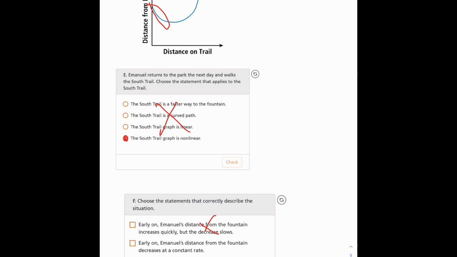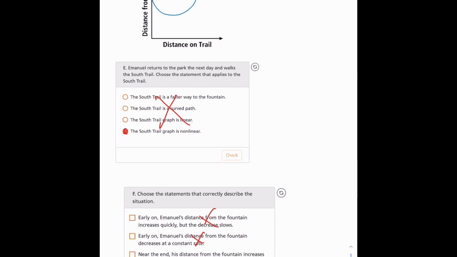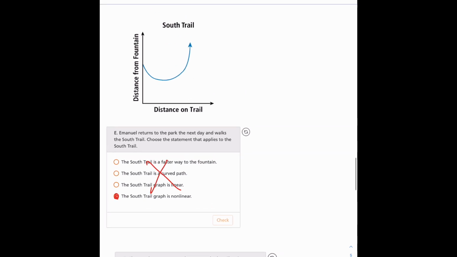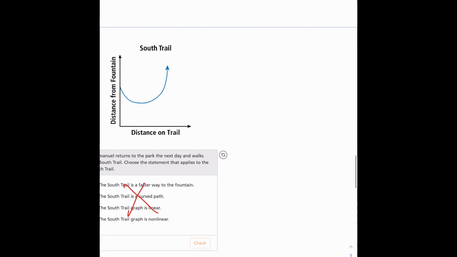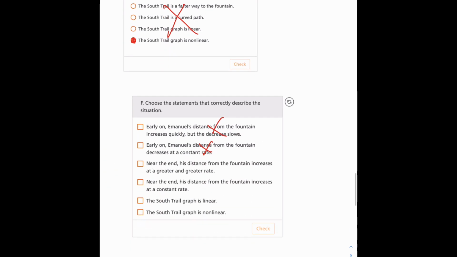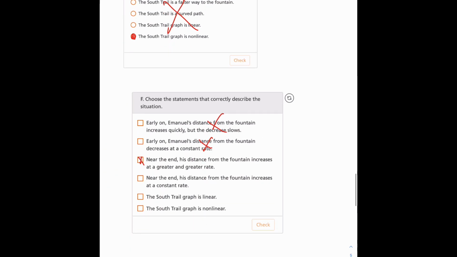Early on, Emmanuel's distance from the fountain decreases at a constant rate. That's also not true. It's shallowing out. It's not decreasing at a constant rate. Let me erase that. The next one. Near the end, his distance from the fountain increases at a greater and greater rate. And that is true. See how this line just goes up and up and up. So that one is true. It's increasing at a greater and greater rate.